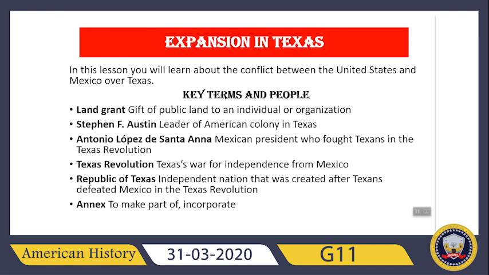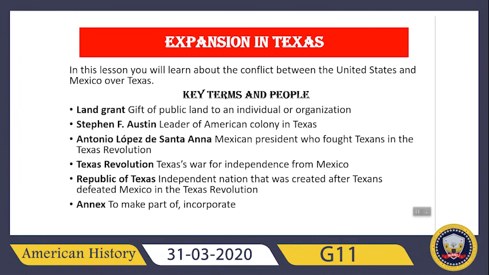Expansion and Texas. In this lesson, you will learn about the conflict between the United States and Mexico over Texas. Before we start studying this lesson, there are a few important terms and people we will learn. The first term is land grant. What is a land grant? It is a gift of public land to an individual or an organization. Then an important name, Stephen F. Austin. Who was Stephen? He was a leader of an American colony in Texas. Then another important name, Antonio Lopez de Santa Anna. He was a Mexican president who fought Texans in the Texas Revolution.